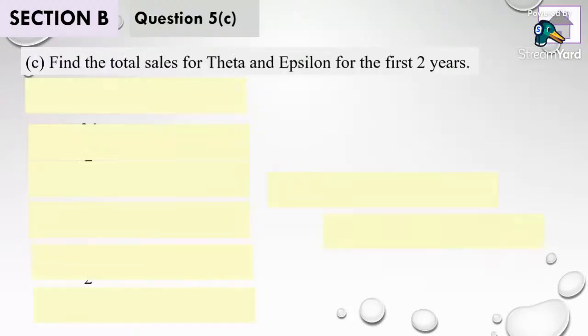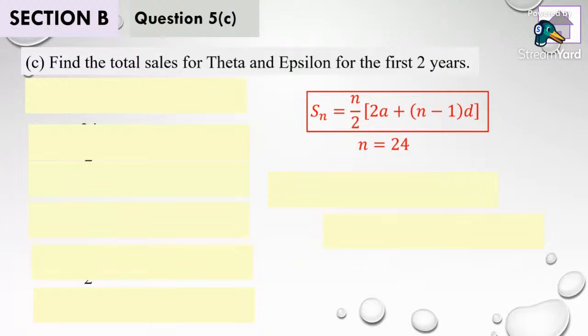Finally, find the total sales for theta and epsilon for the first 2 years. Okay, be careful on this question here. A lot of the students know that both of them refer to arithmetic progressions, so you use the Sn formula, but be aware, the n here is 24. It's not 2. Because the n, all along in our calculation, refers to the monthly sales. If n is 1, that means 1 month; n is 2, 2 months, and so on. Now we're talking about the duration of 2 years. In this case, n should be 24.